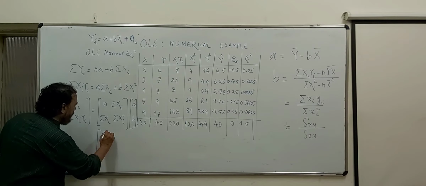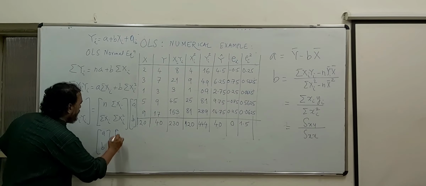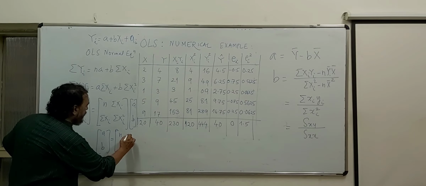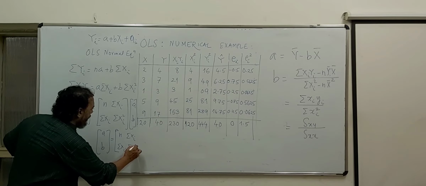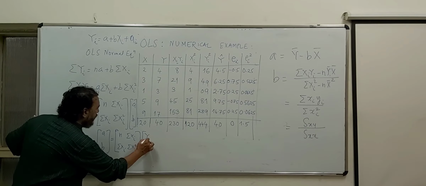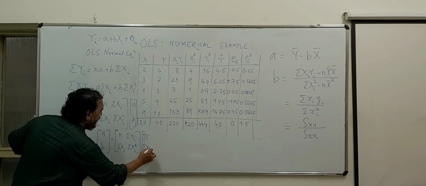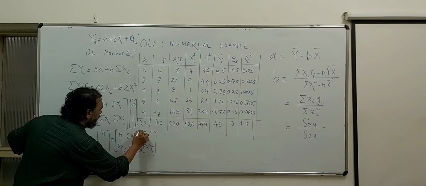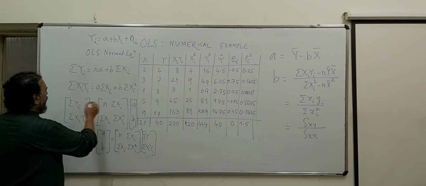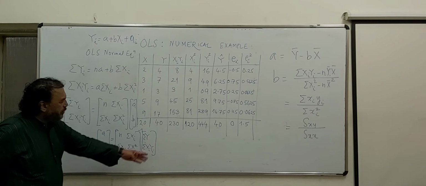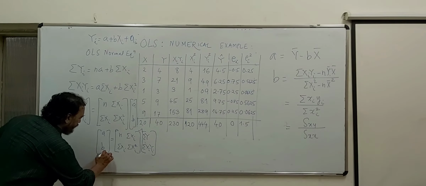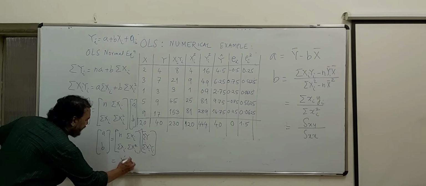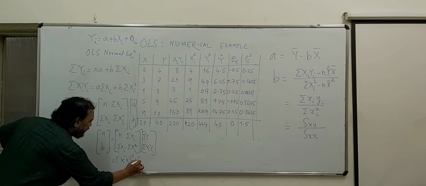The solution for that would be equal to the inverse of this matrix, multiplied by summation y, summation xy. This is usually called X transpose X, and this is X transpose X inverse multiplied by X transpose y. That's how the solution for this vector is written: X transpose X inverse into X transpose y.